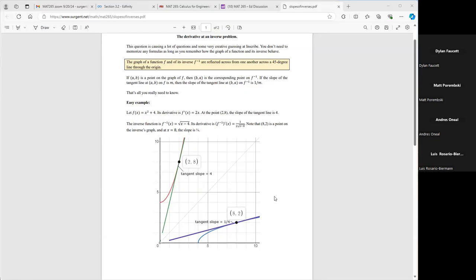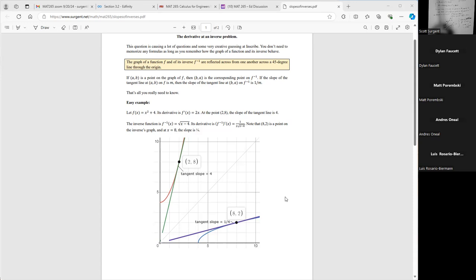So this question has always been a famous one. It gets asked every semester, so I figured I'd just make up a little document that helps. I made these off of Desmos, so it looks pretty. The graph of a function f and its inverse f inverse are reflected across one another across the 45-degree line through the origin. So if (a, b) is a point on the graph of f, then (b, a) is a point on the f inverse graph. And if the slope at (a, b) is m on f, then the slope at (b, a) on the f inverse graph is 1 over it, just the reciprocal.